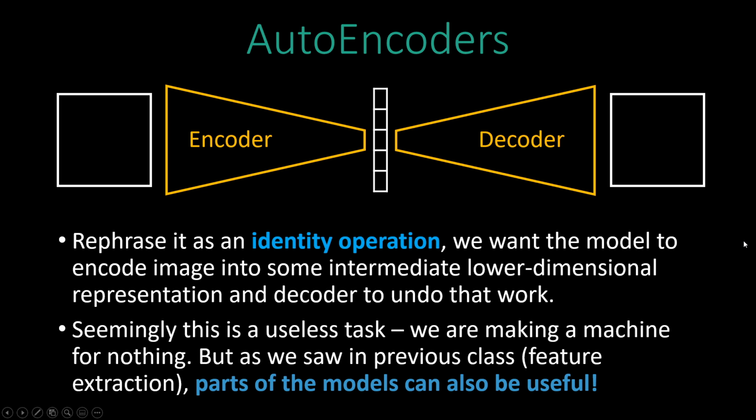And so seemingly this is a useless task because we are sort of making a machine for nothing. Go from an image and then don't change anything on it. But as we saw in the previous classes, we were talking about using just parts of the networks as well, right? So when we were having an AlexNet network, a part of that network could be used as a feature extractor. And so in this case as well, we will call different parts of this model by different names and assign them different functionalities.